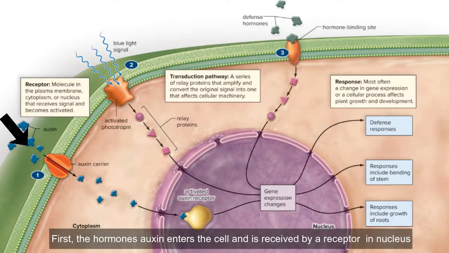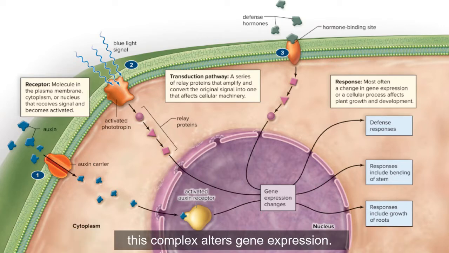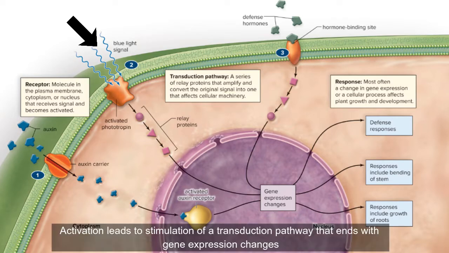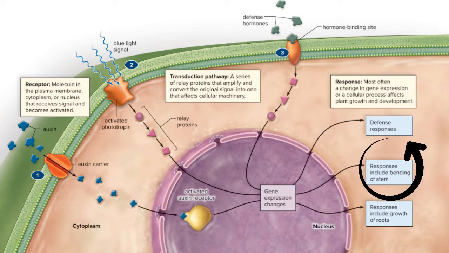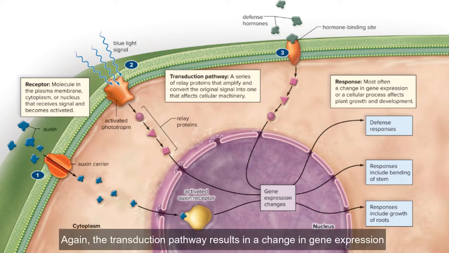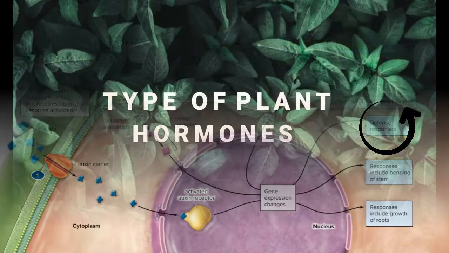First, the hormone auxin enters the cell and is received by a receptor in the nucleus. This complex alters gene expression. Next, a light receptor in the plasma membrane is sensitive to and activated by blue light. Activation leads to stimulation of a transduction pathway that ends with gene expression changes. Next, when attacked by an herbivore, the flowering plant produces defense hormones that bind to a plasma membrane receptor. Again, the transduction pathway results in a change in gene expression.